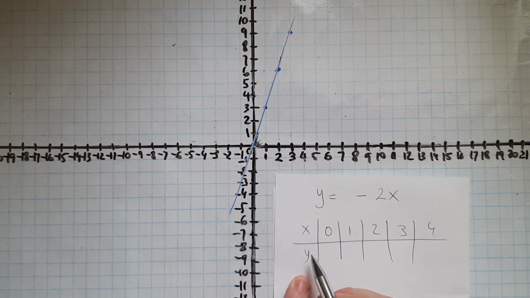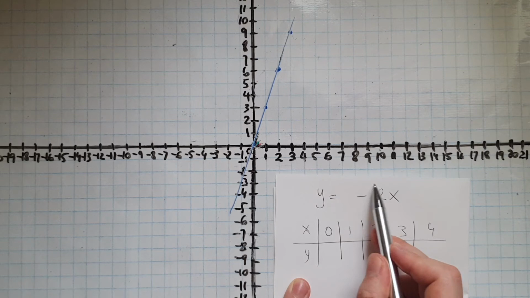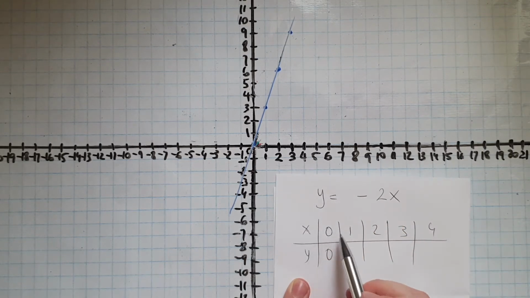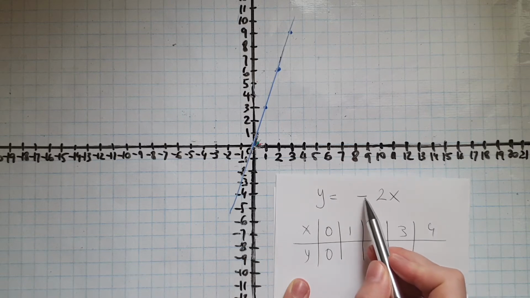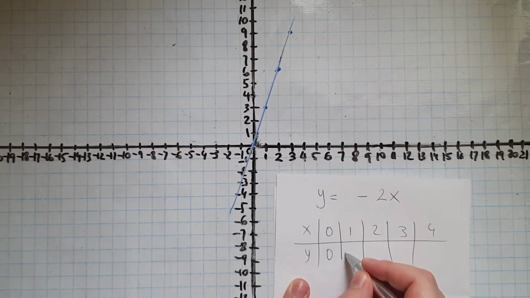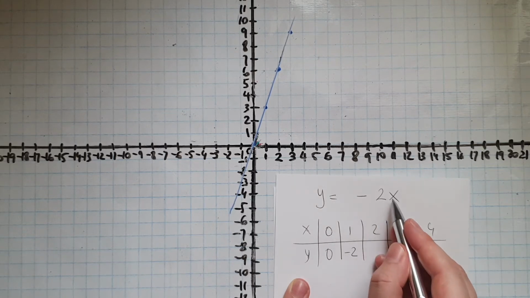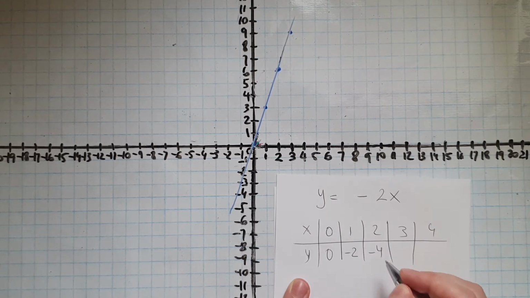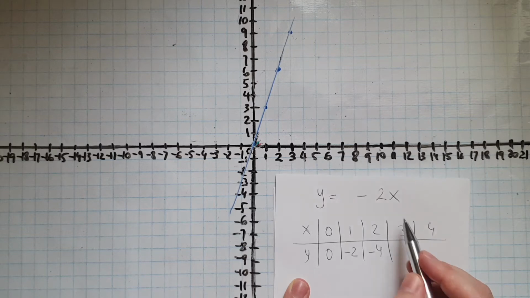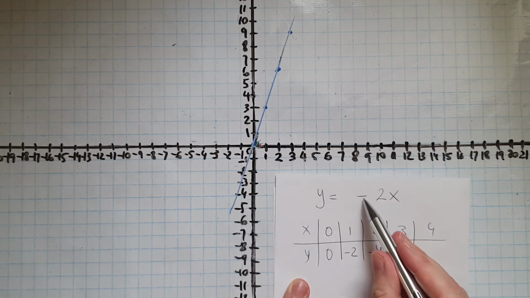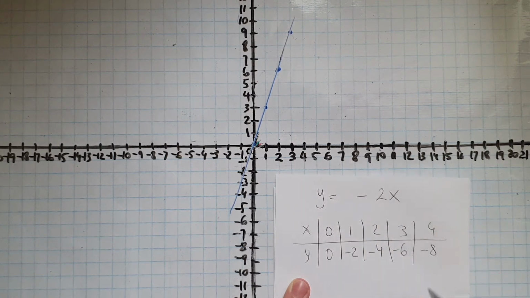So when x is 0, 0 times negative 2 gives us 0. When x is 1, negative 2 times 1 gives us negative 2. When x is 2, negative 2 times 2 gives us negative 4. When x is 3, negative 2 times 3 gives us negative 6. And when x is 4, negative 2 times 4 gives us negative 8.